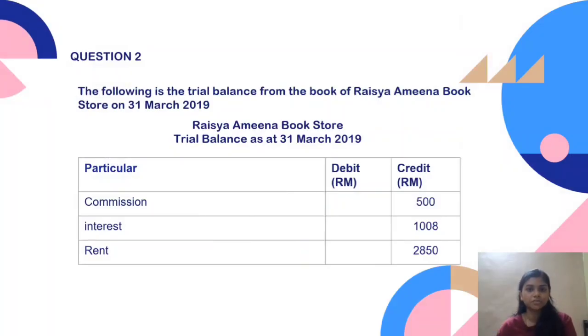Now we will move on to question 2. The following is a trial balance from the book of Russia Amina bookstore on 31st March 2019. Below is the trial balance, and there are three different accounts with their amounts on the credit side, and those accounts are commission, interest and rent.